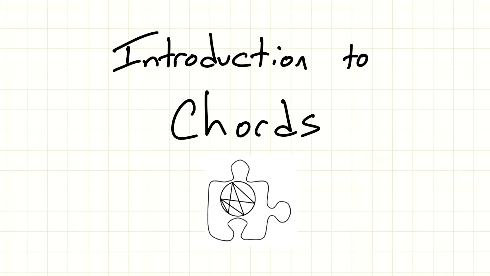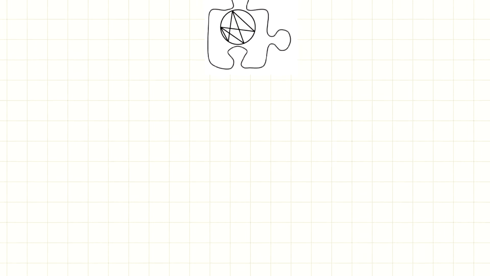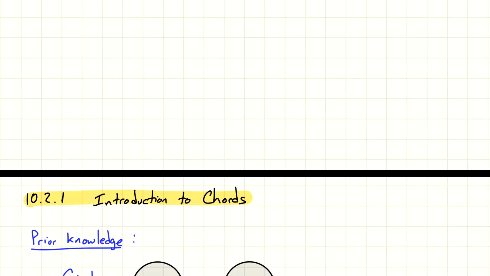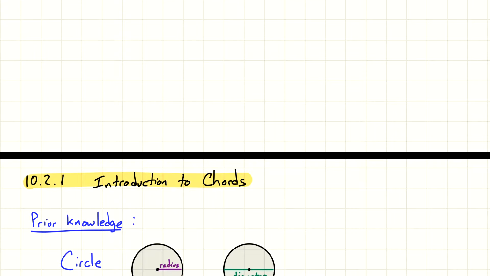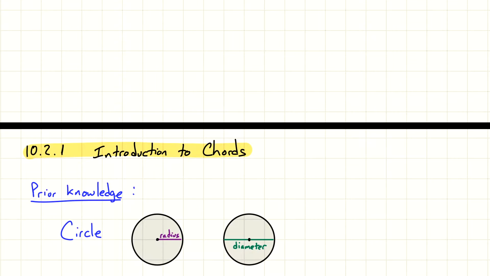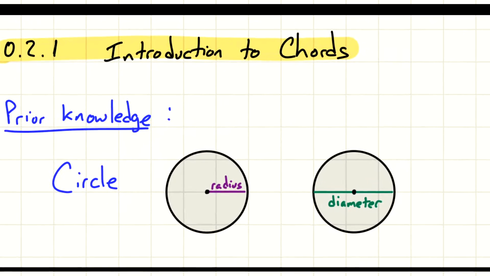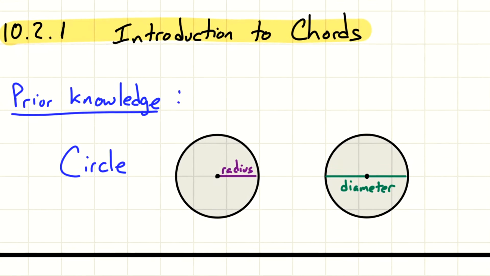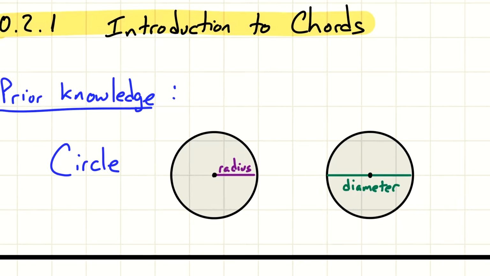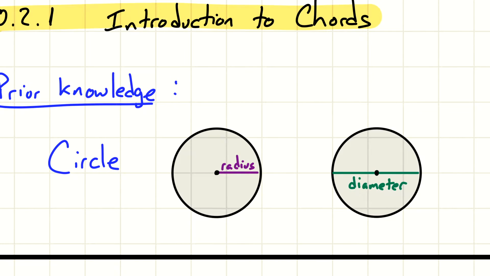Hi everyone, this is Introduction to Chords, which is a continuation of our lessons on circles from Chapter 10. This is Lesson 10.2.1. Some prior knowledge that you need to have, and probably most of you have at this point, is just what a circle is, and a couple of basics, which are the radius and diameter.